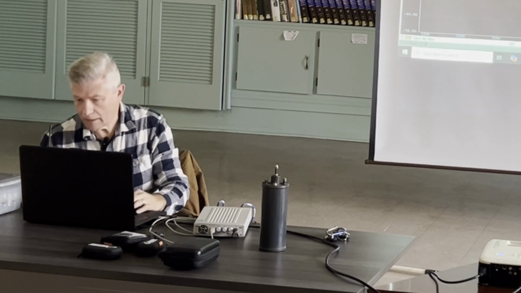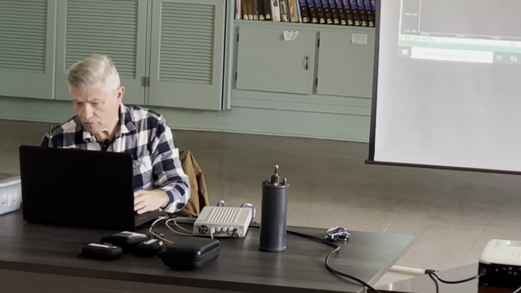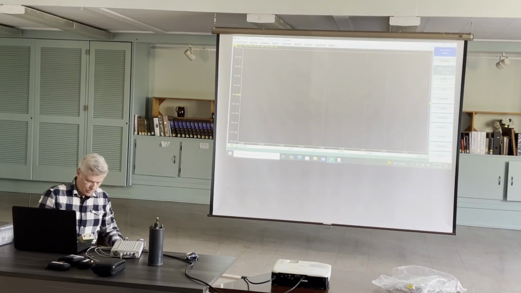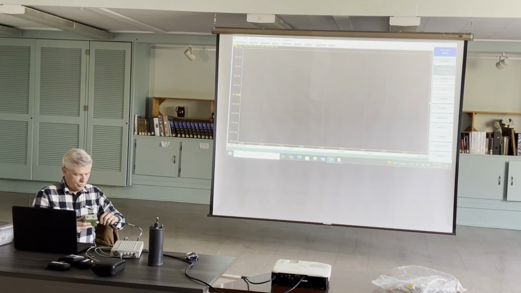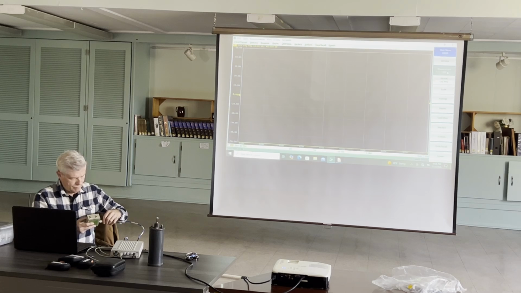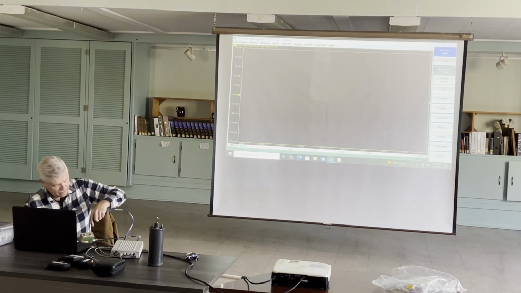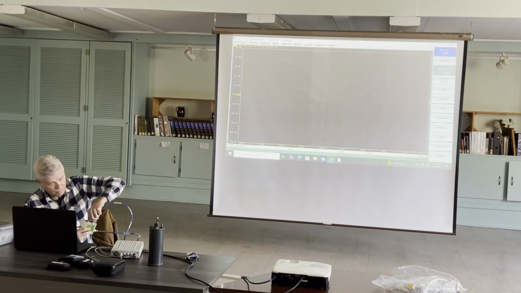So let's go back and change this to an S21 measurement, and we're going to connect the input to port 1 or S1. And our reference line is in the middle. That's 0. That's where the yellow is. And then we're going to look at the forward port.